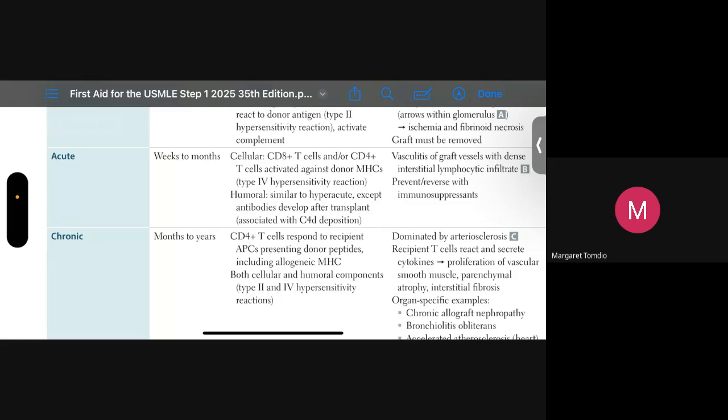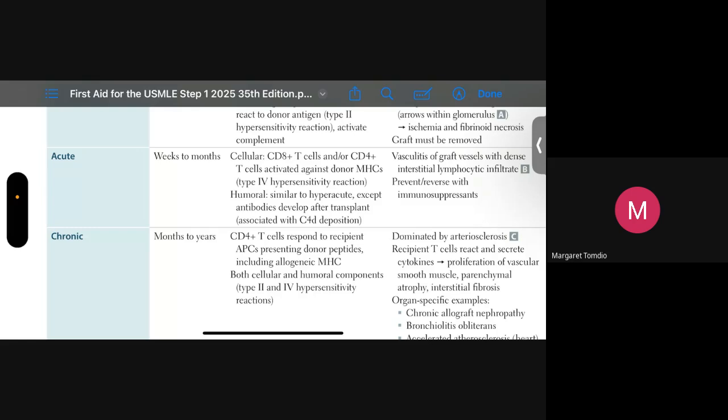How to prevent it? Give immunosuppressants. We discussed the concept of immunosuppressants in detail: calcineurin inhibitor, mTOR. That's basically going to decrease T cell proliferation. And as we decrease the T cells, as we are suppressing the immunity, the chances of T cells killing your own body parts or rejecting a graft are going to be decreased.